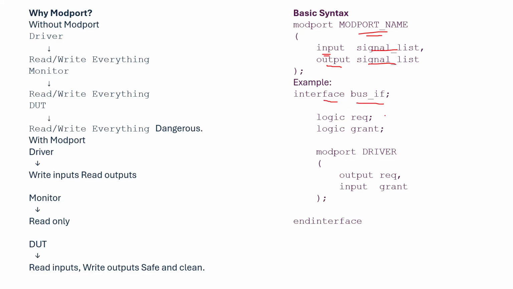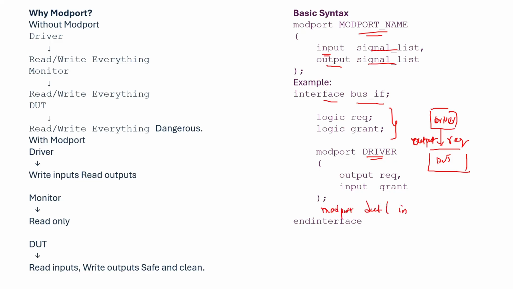Interface my interface name, and then logic signals, we are representing the input and output signals. Request is an input, grant is an output. Now this modport driver is driving the signals. This is my driver. Here this driver is driving the request. This is the reason the request will act like an output to the driver and input to the DUT.